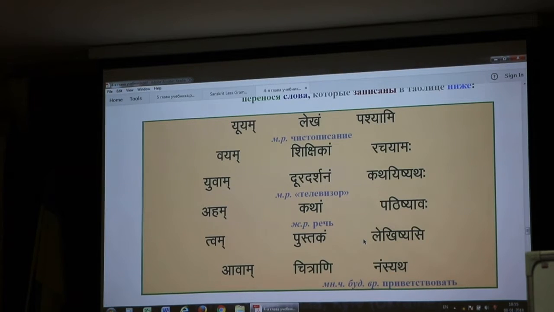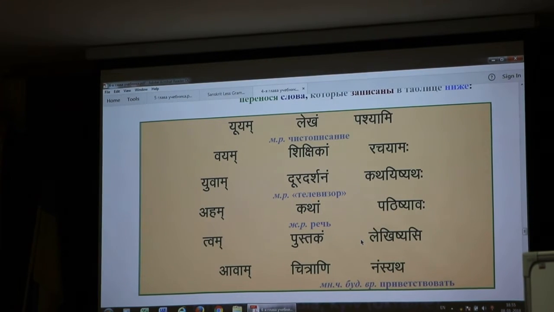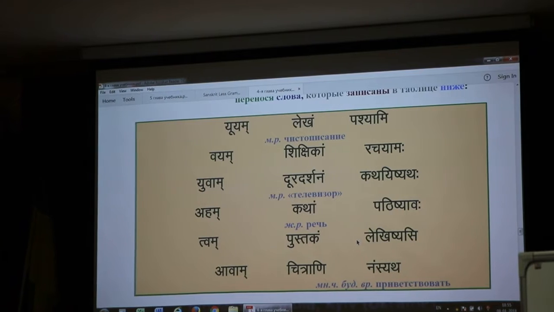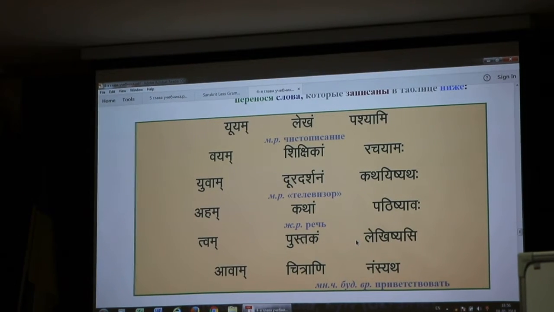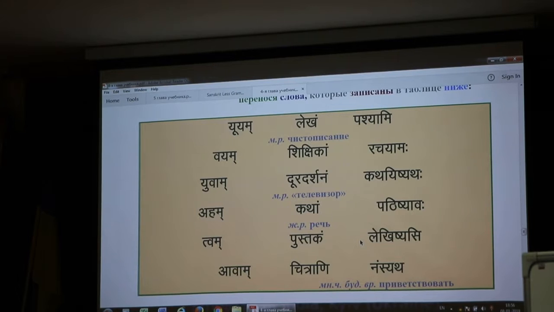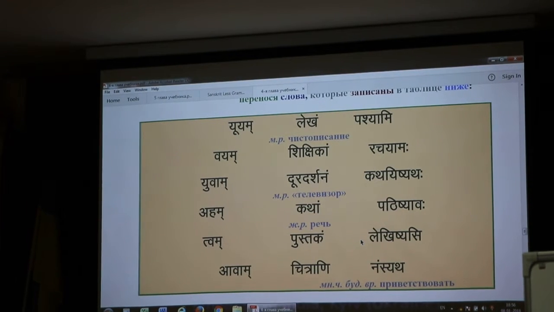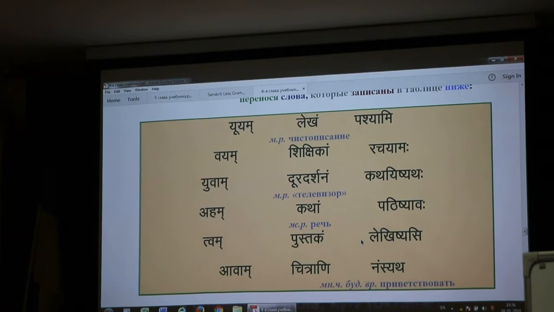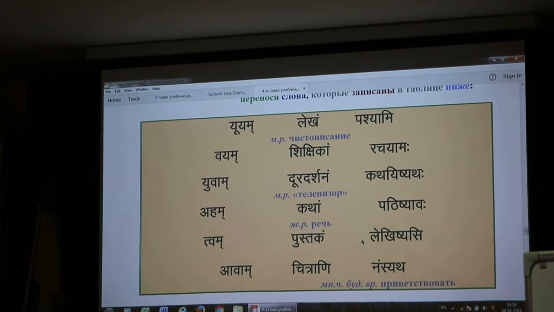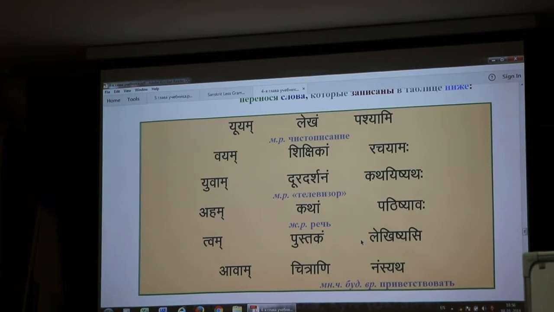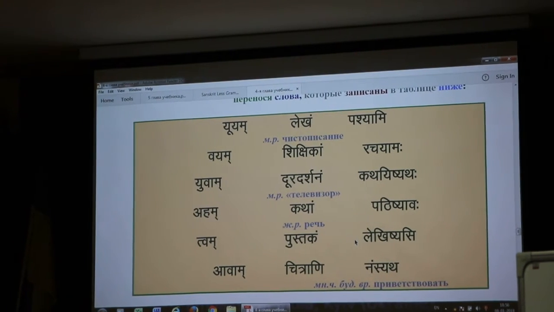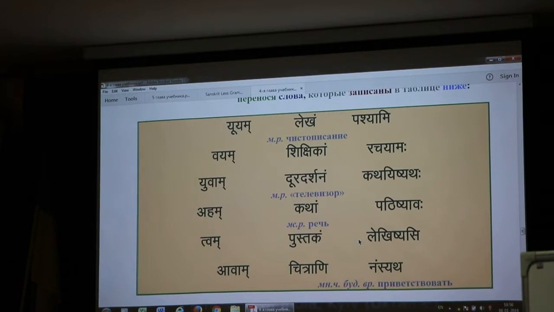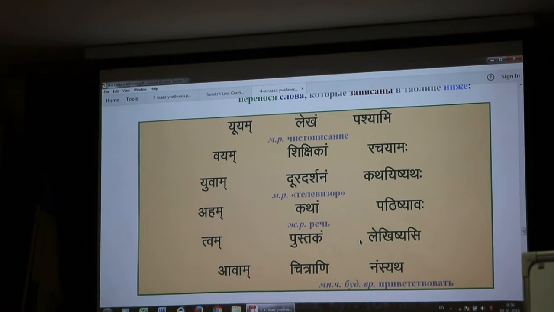Pashyami. It is pashyami, to see. Aham pashyami. What do you see? Doordarshanam. Doordarshan is television. So, aham doordarshanam pashyami. Is anyone still not with this concept? Is this concept clear to everyone?